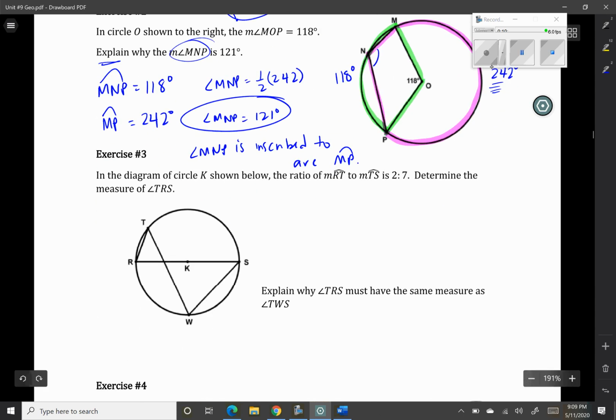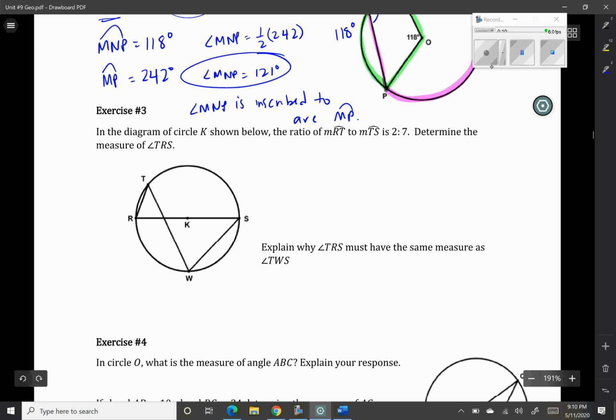Let's take a look at number 3. So number 3 says in a diagram of circle K below, as soon as we see circle K, that tells us K is the center. It says the ratio of arc RT and arc TS is 2 to 7. Oh no, ratios are back. So what that tells me is that RT, the arc, we're going to represent as 2x. And TS, the arc, we're going to represent as 7x.